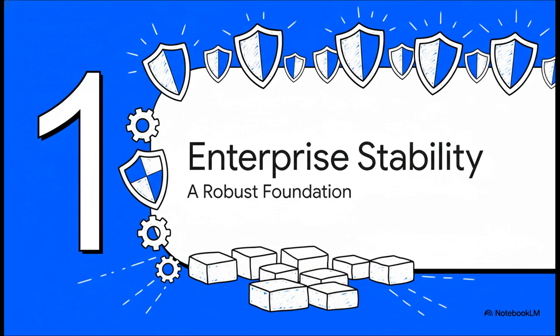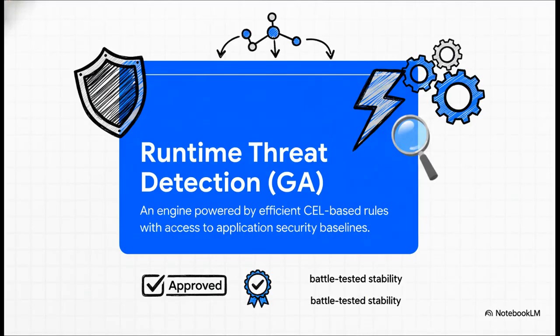no exceptions. The real star of the show here is the Runtime Threat Detection Engine, which has now hit general availability, or GA. Now, for those of you who don't live and breathe this stuff, GA means it's been battle-tested, it's proven, and it's ready for prime time. It uses these things called CEL-based rules, which is really just a fancy way of saying it's incredibly fast and flexible at spotting threats as they happen.